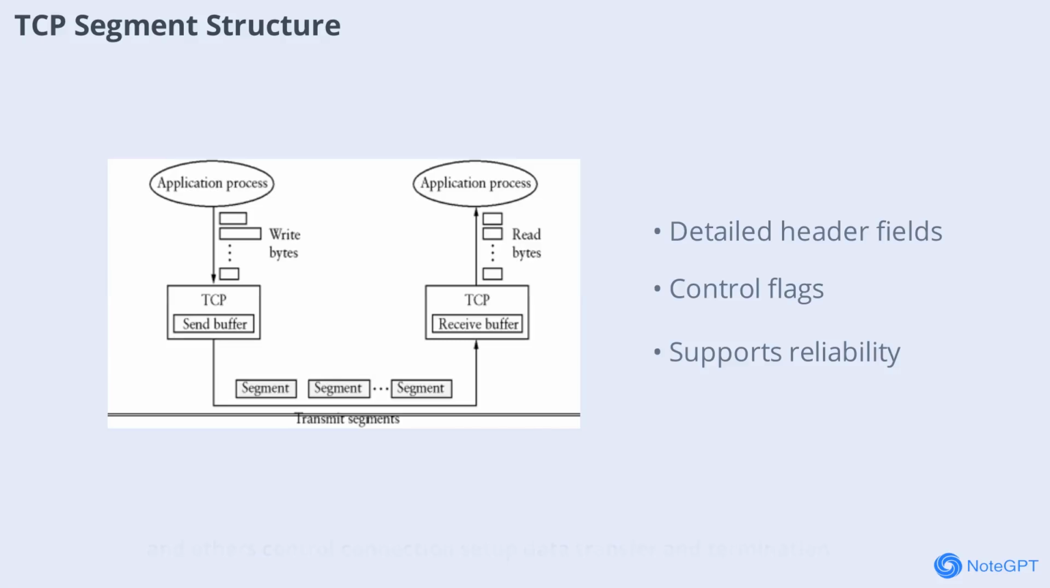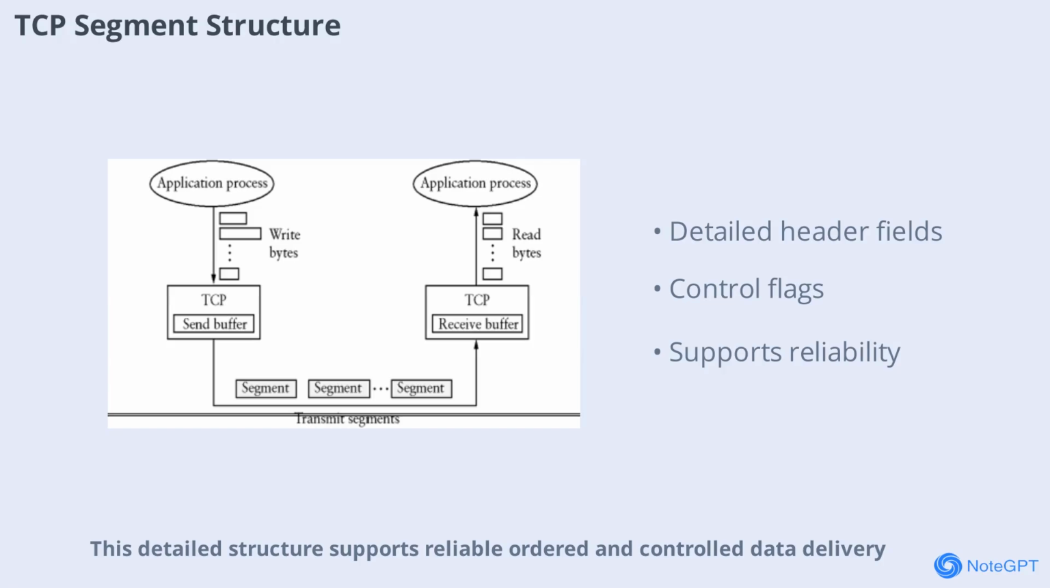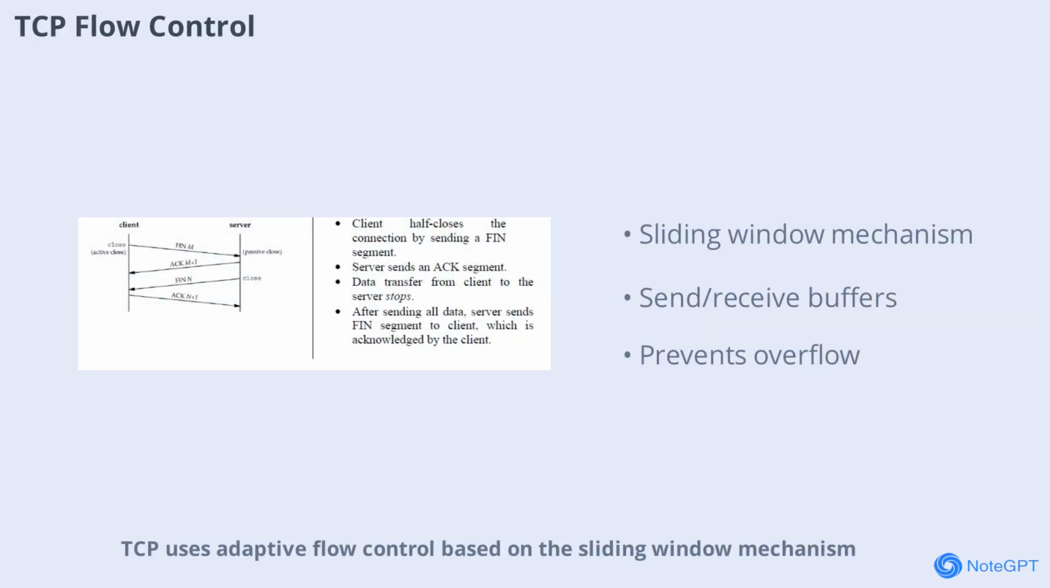Flags like SYN, ACK, FIN, and others control connection setup, data transfer, and termination. This detailed structure supports reliable, ordered, and controlled data delivery. TCP uses adaptive flow control, based on the sliding window mechanism, to guarantee reliable and ordered data delivery.